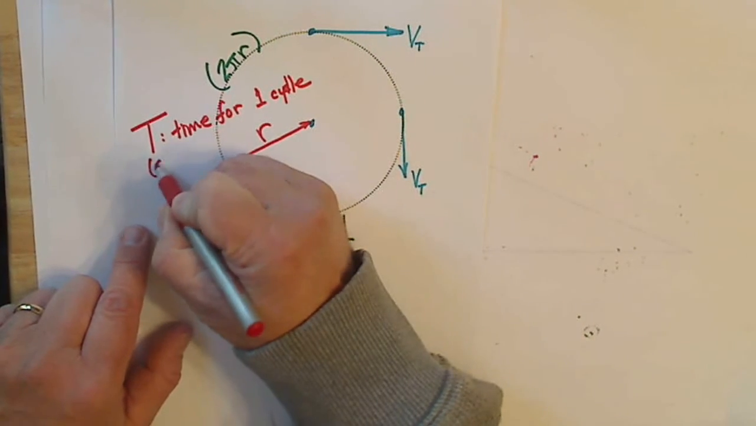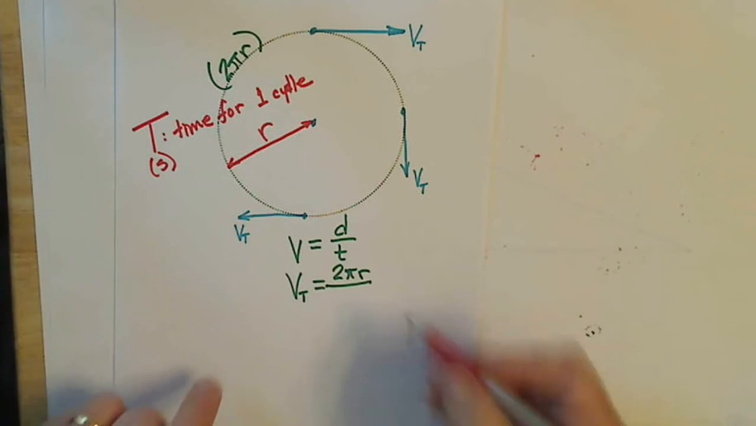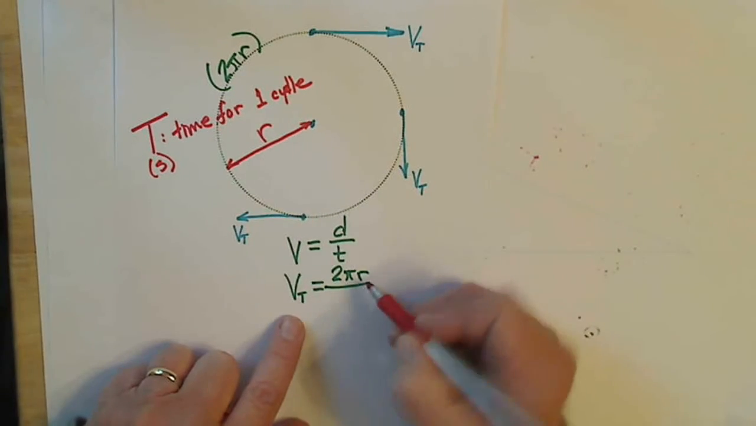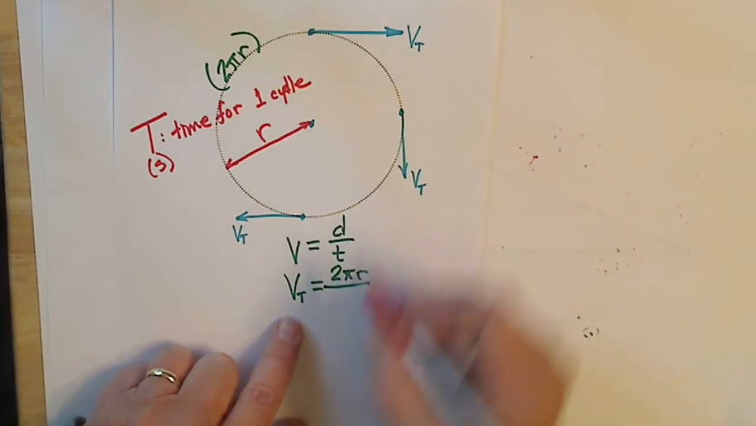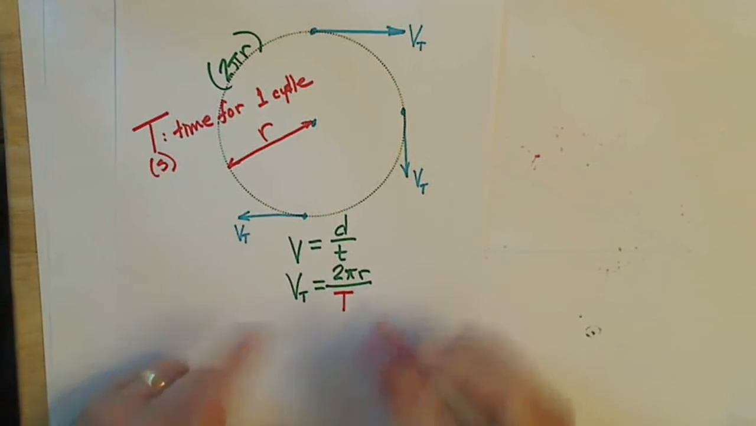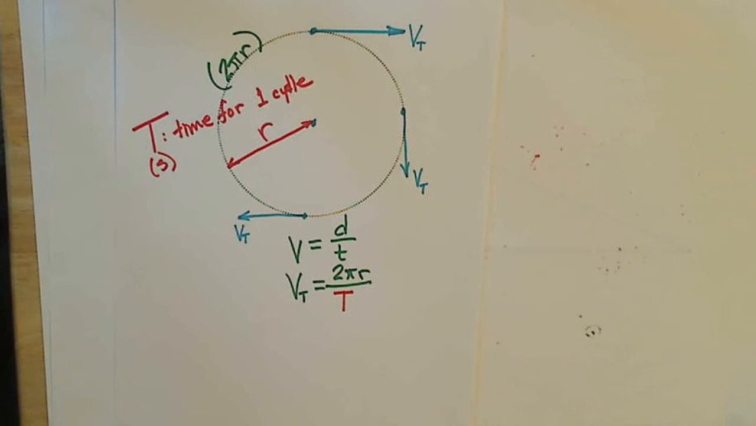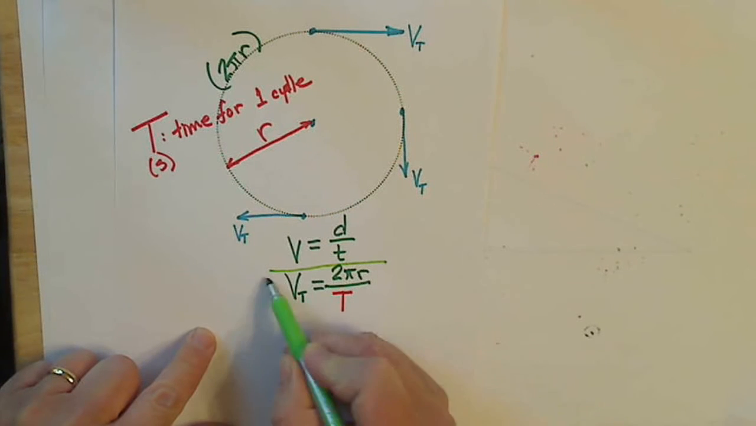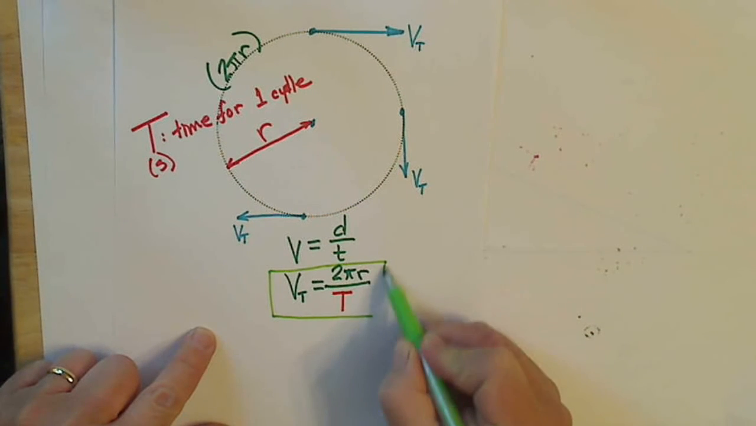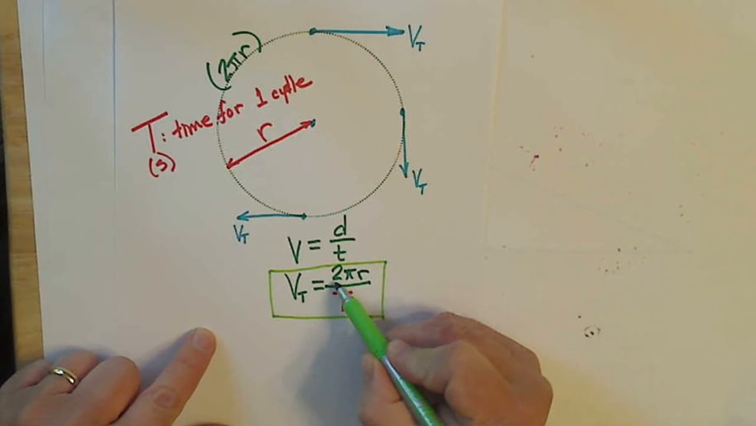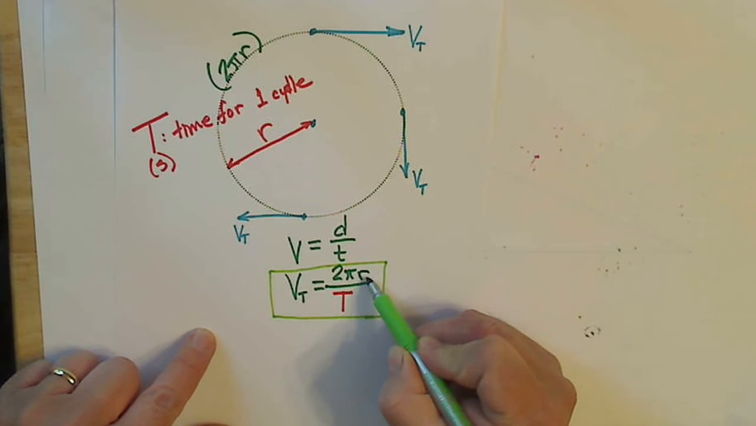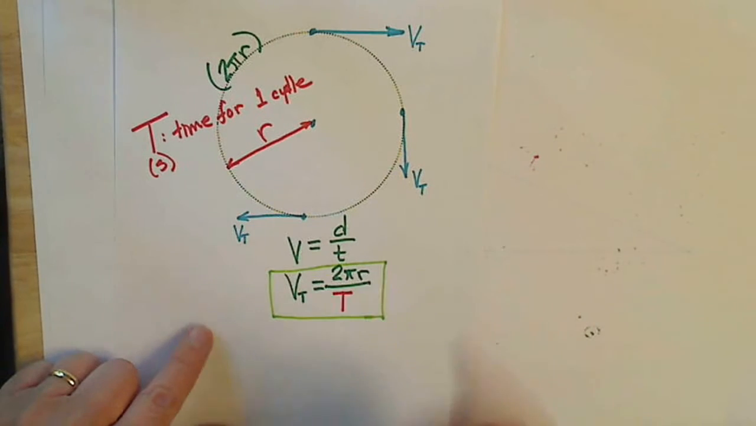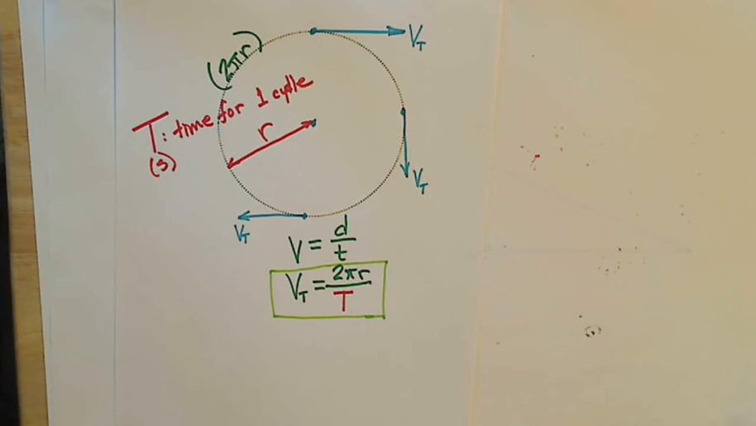And that unit is still going to be in seconds. So down here in our formula, the amount of time it takes to go around 2 pi r, in other words, one time around the circle, is going to be the period. So there is my new formula right there. To calculate the tangential velocity of any object going around a circle, you take 2 times pi times the radius of the circle and divide it by the amount of time it takes for it to go around the circle one time. Okay?